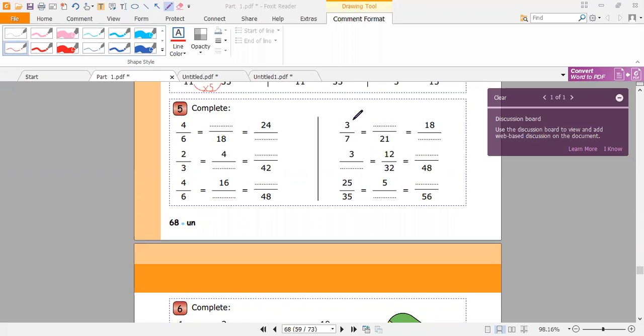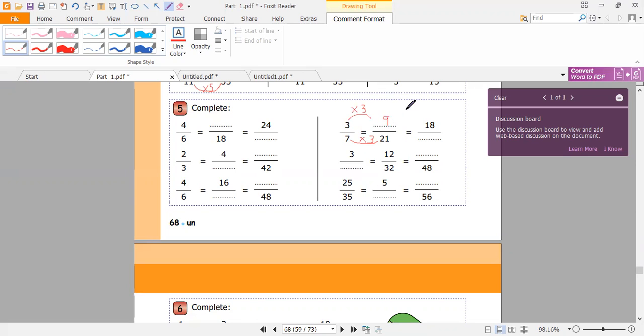Now, 3 sevenths, and here I have 21 in the denominator, so I'm gonna compare 7 with 21. 7 becomes bigger, so times. Now what number times 7 equals 21? It's 3. So directly I'm gonna multiply here by 3. 3 times 3 is 9. You can continue from here, okay, like 9 over 21.